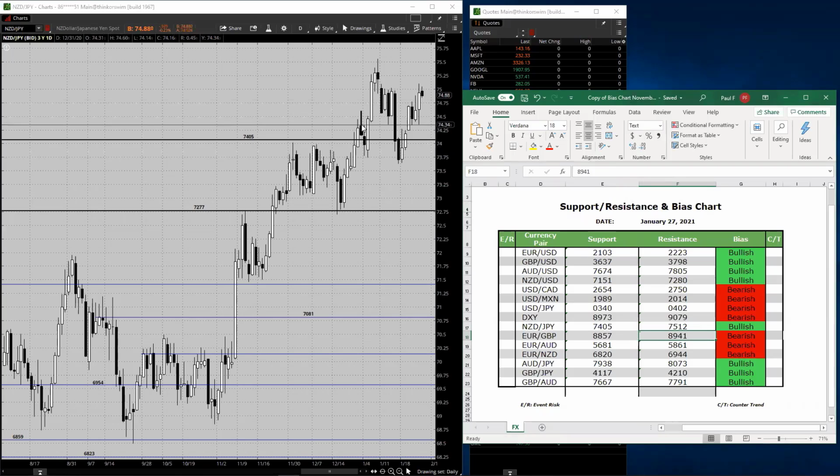And support on the downside, this close right there, which would be 74.29.